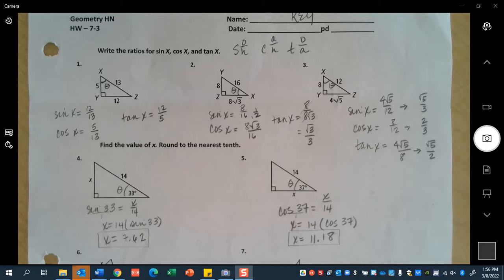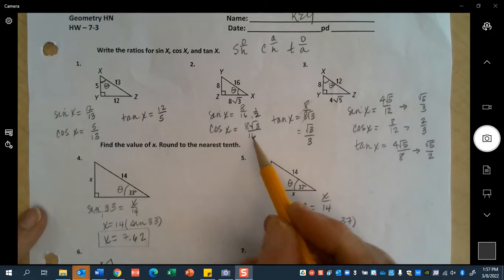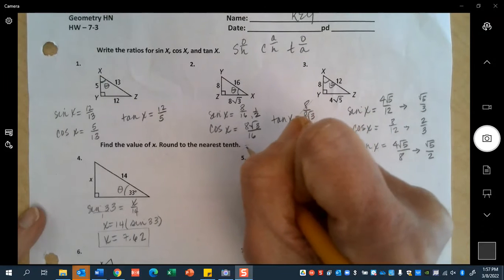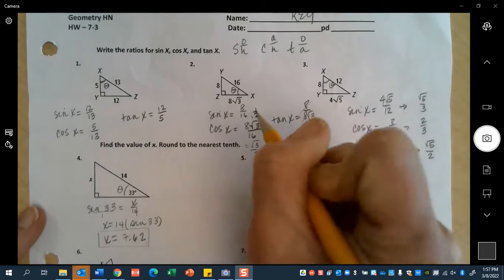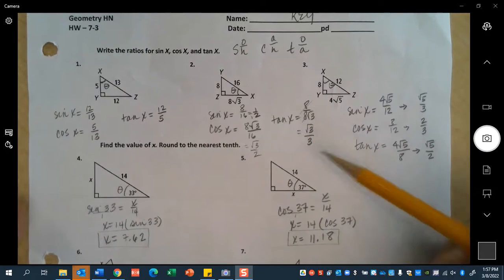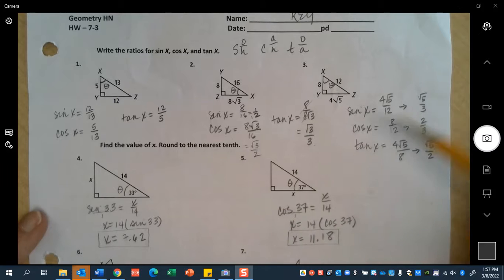Write me a ratio of opposite to hypotenuse. Write me a ratio of adjacent to hypotenuse. Write me a ratio of opposite to adjacent. Notice for these ratios we had some simplifying that we had to do. So this one here, this cosine of x should have gone to root 3 over 2. My sine of x was 1/2. My tangent was root 3 over 3. Here on each of these I simplified.